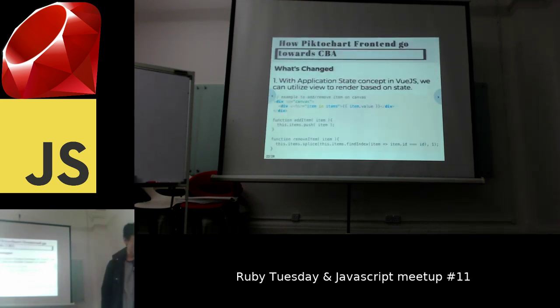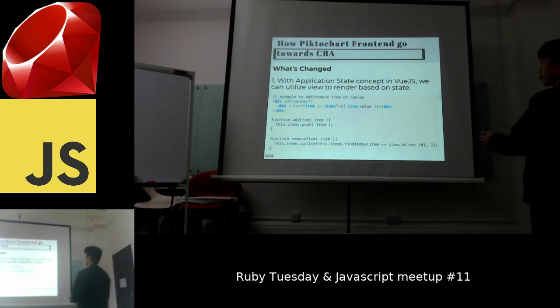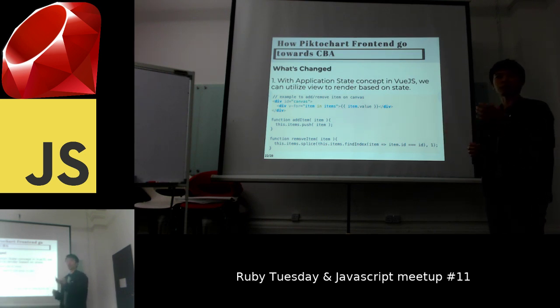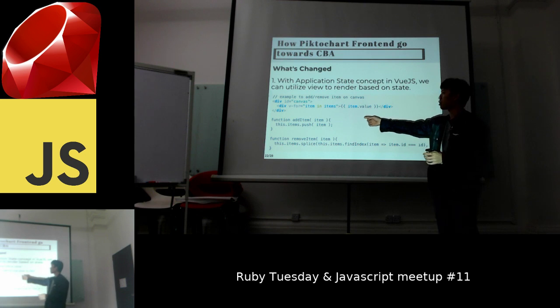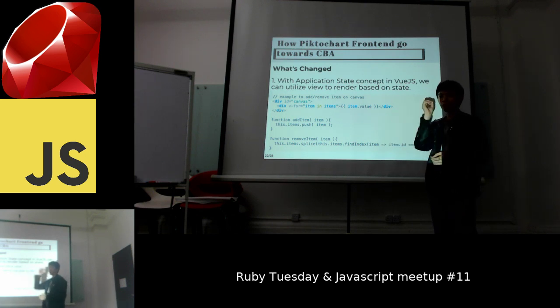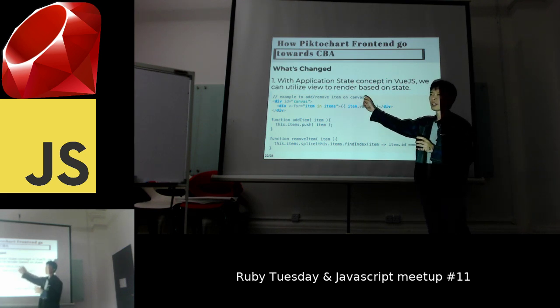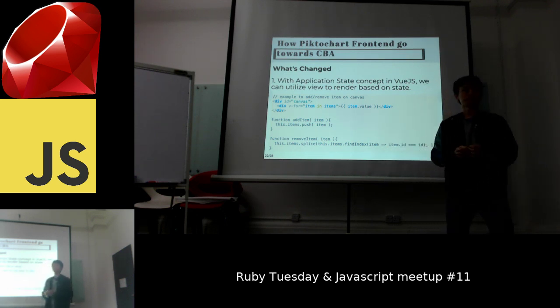So what's changed? From the previous code that we saw, the changes we made are mostly about respecting the data, respecting state as the central data that we use to render our application. So when we add an item, instead of manipulating the DOM directly, we don't have to, because we already have the templating for that. We just have to manipulate the data when we want to add or remove the item.